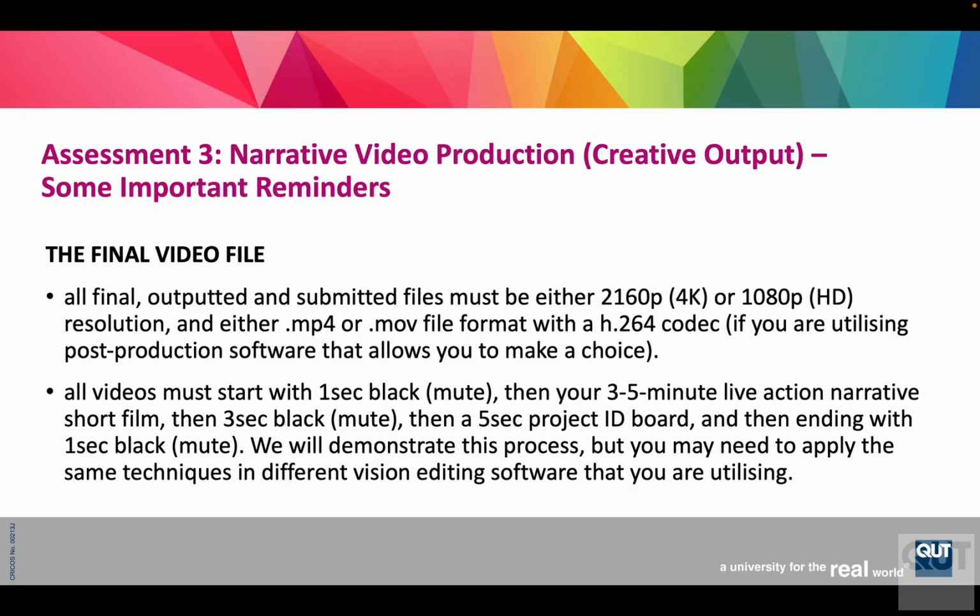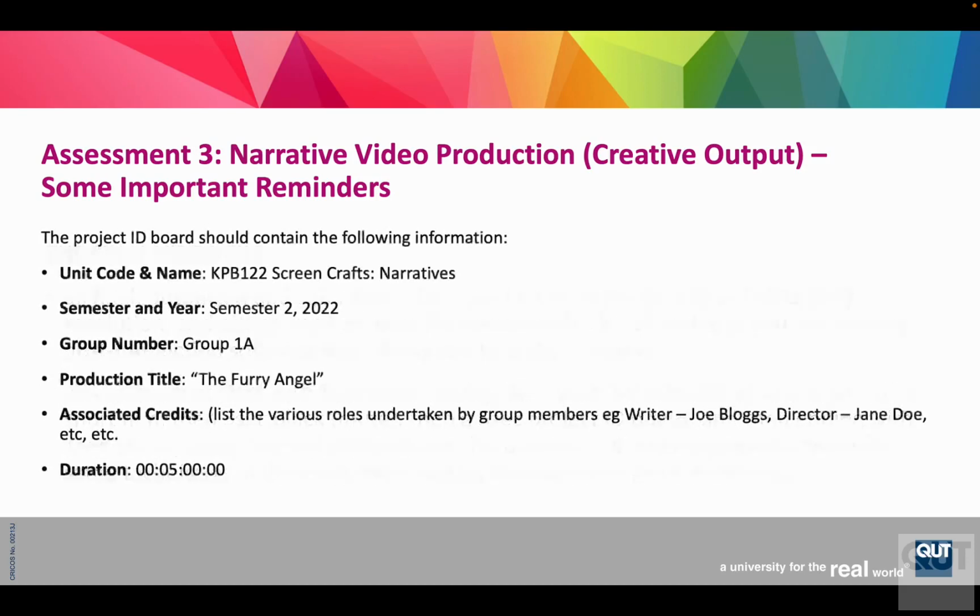in this way. All right, so in terms then of that ident board, here's the information that the ident board must specifically present. So we want to see the unit name and code, okay, KPB122 Screen Crafts Narratives, the year and semester of production, for us, semester 2, 2022. Then your group number, by example, group 1A, but of course you'll have your own group number. Give us your project's title, and by way of example, The Furry Angel is the name of this example.